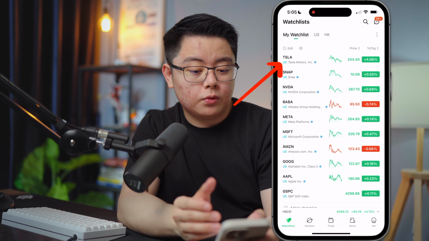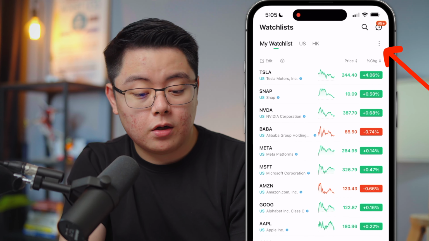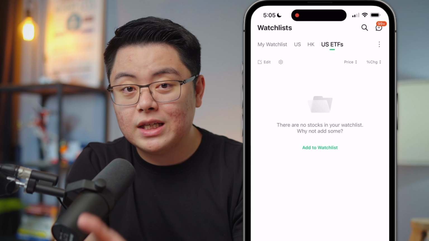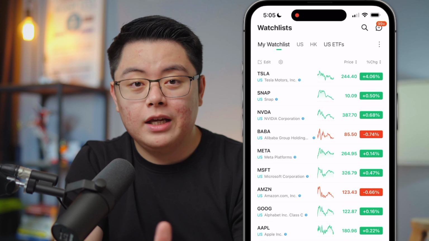And you can also click onto the three dot buttons at the top right hand corner to create multiple watch lists. You could be tracking US stocks, US ETFs or Hong Kong stocks, right? It's up to you to customize.